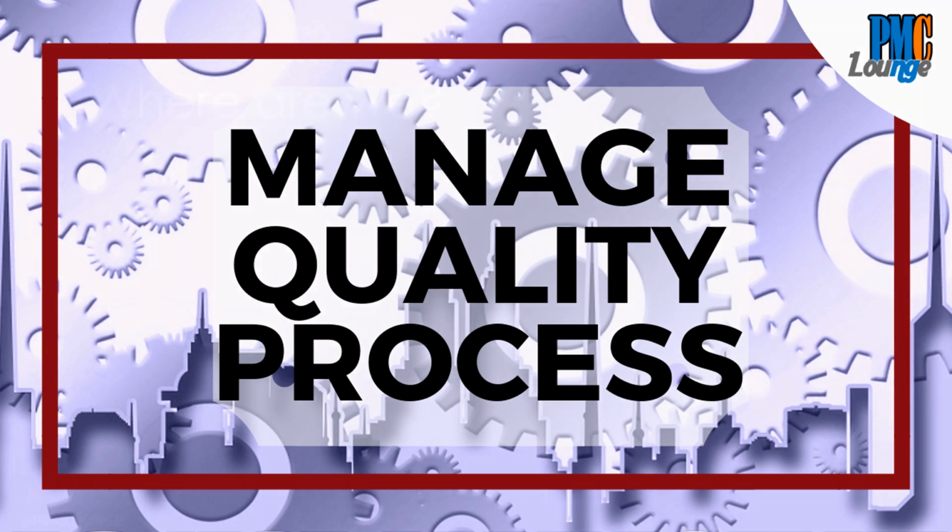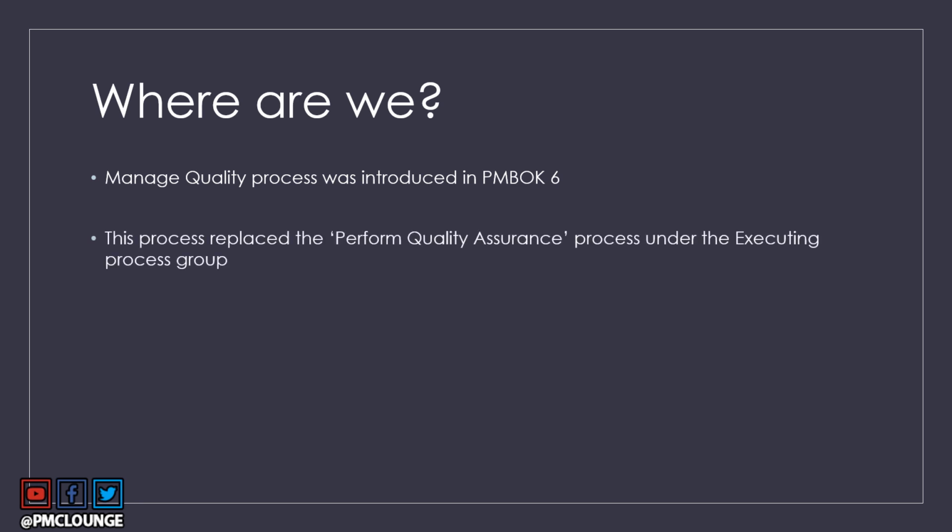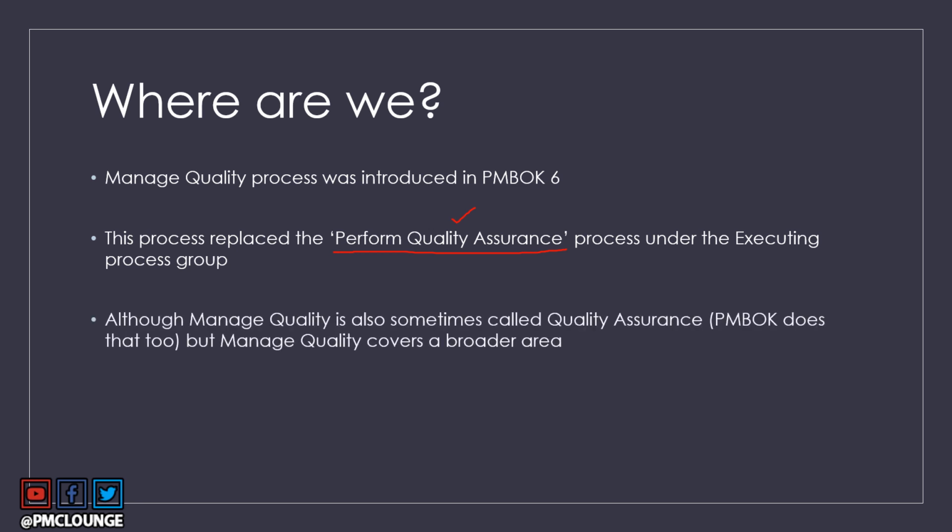So first of all, where are we? The Manage Quality process was introduced in PMBOK's edition 6, as I mentioned, and this process replaced the Perform Quality Assurance process. There used to be a Perform Quality Assurance process in PMBOK edition 5, but that has been replaced with Manage Quality under the Executing process group.